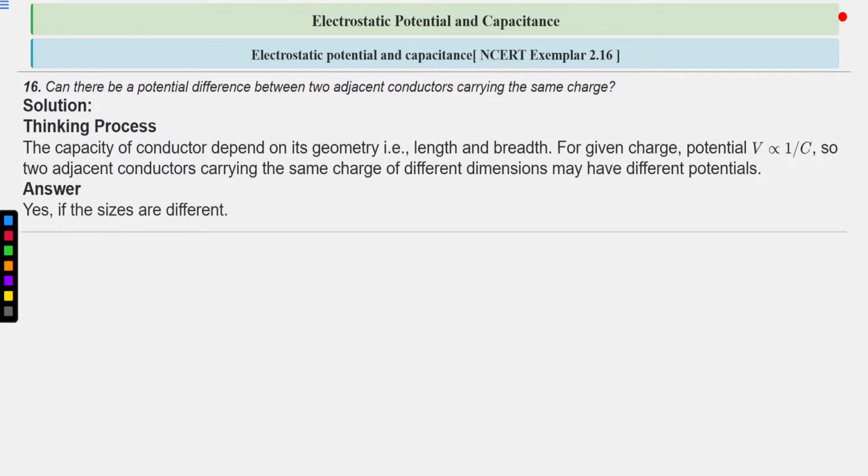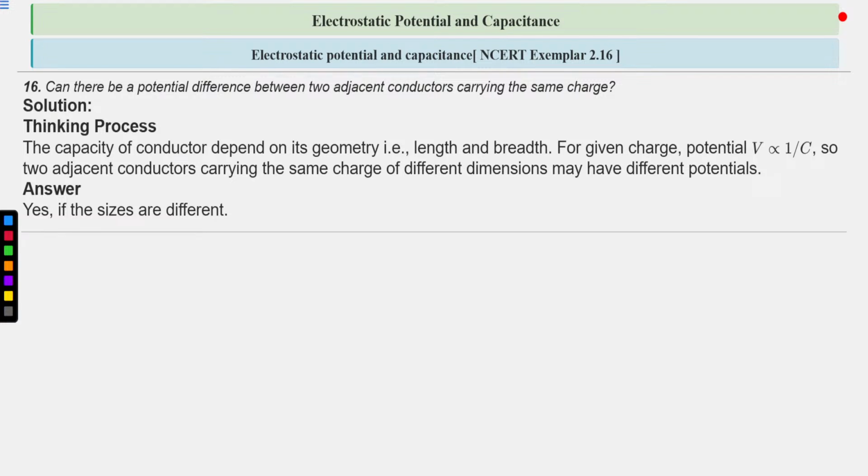So the answer is yes, if the sizes are different. Potential difference will be there if sizes are different. If the sizes, geometry or dimensions of the conductors are also the same, then their capacity will be the same, and the charge is already the same, so we can say there is no potential difference between two adjacent conductors; they are at the same potential.